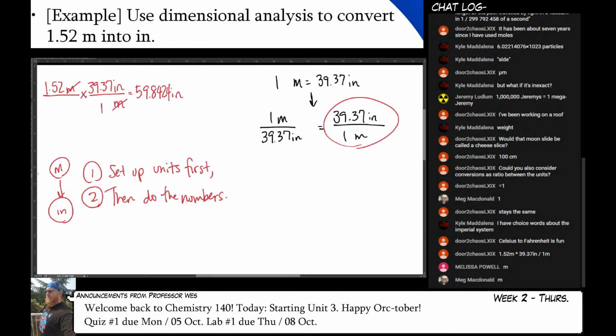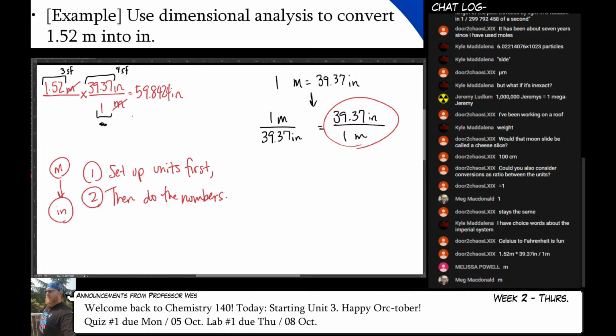And now, of course, like we've been doing all along, how many significant figures should my answer have? Well, this number right here has 3 sig figs. This one has 4 sig figs. This one is actually infinite.